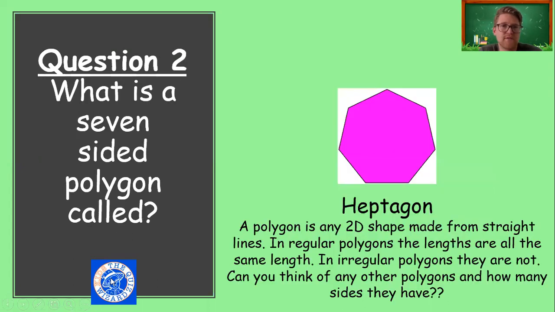Question 2, what is a 7-sided polygon called? A polygon is any 2D shape made from straight lines. In regular polygons, the lengths are all the same length. In irregular polygons, they are not. So you could go away and think of any other polygons and how many sides they have. So, for example, you could have a triangle which has 3 sides.